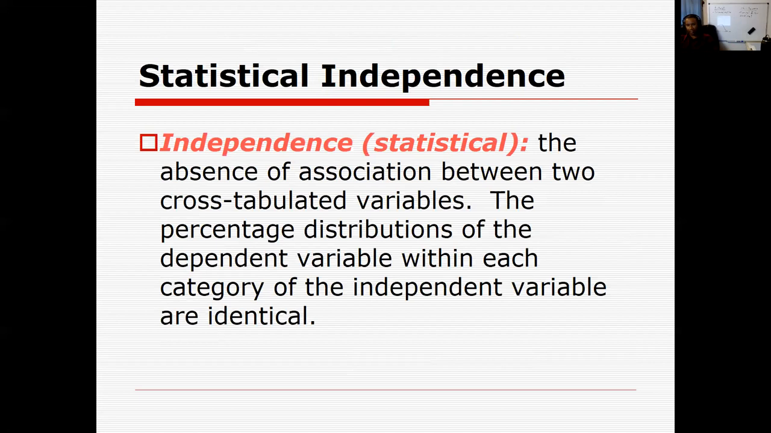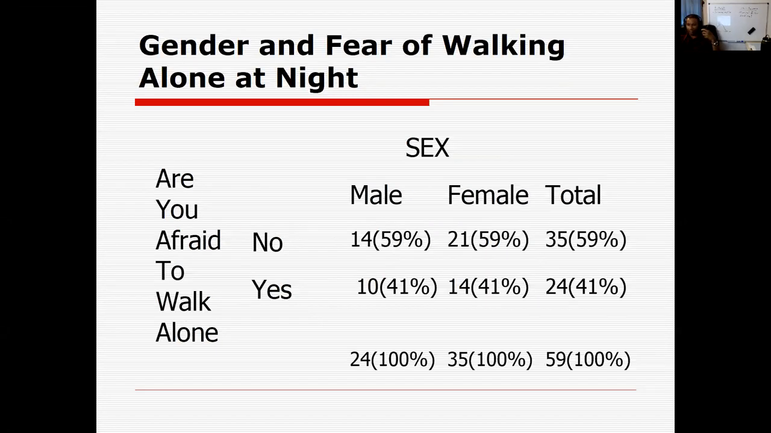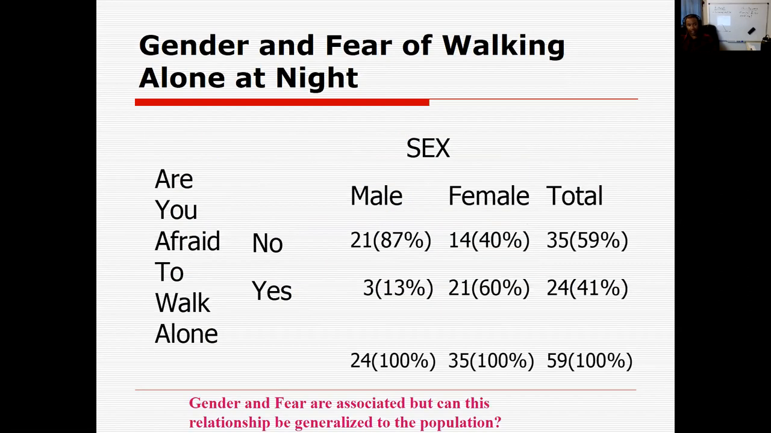So that's what we mean by the second sentence, that is, the percentage distributions of the dependent variable within each category of the independent variable are identical. So again, statistical independence is a fancy way to say that these two variables do not influence each other. So sex doesn't influence whether or not you're afraid to walk alone at night. Now, looking at these percentages, this crosstab suggests that these two variables don't influence each other because the percentages are identical. This crosstab suggests that the two variables do influence each other, that sex is heavily correlated with whether or not you're afraid to walk alone at night.